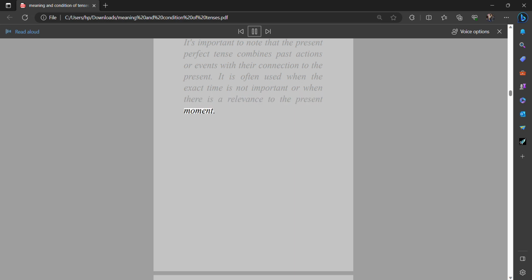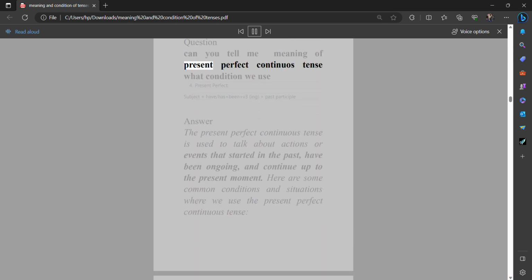Question: can you tell me the meaning of present perfect continuous tense? What condition do we use for present perfect continuous? Subject plus have, has plus been plus V3, ing form. Answer: the present perfect continuous tense is used to talk about actions or events that started in the past, have been ongoing, and continue up to the present moment. Here are some common conditions and situations where we use the present perfect continuous tense.